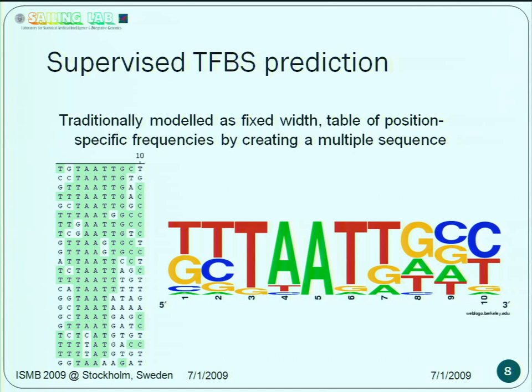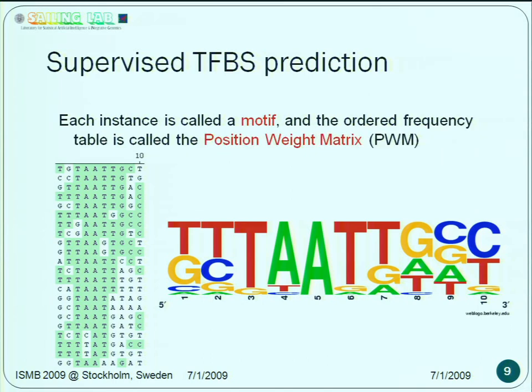So supervised binding site prediction has traditionally been done by modeling the binding sites as fixed width tables of position-specific frequencies, like this. So typically, for every position in the binding site, we have a distribution over the nucleotides, which would model the binding site itself. Each such instance you would find in the regulatory region would be called a motif. And the table itself is called a position weight matrix.